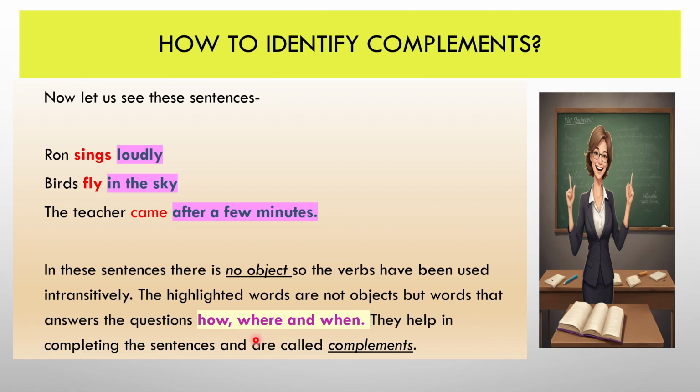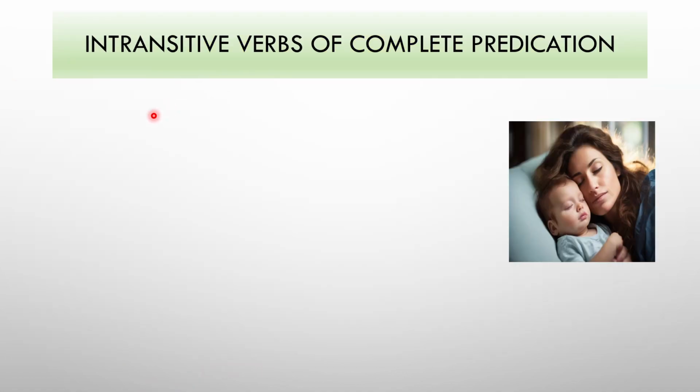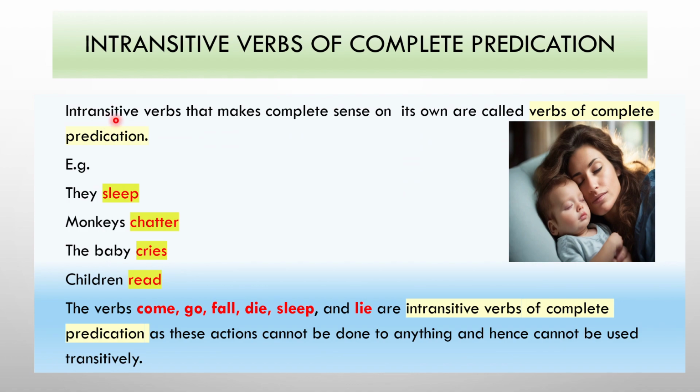So if the words tell how the action is done, or where the action is done, or when the action is done, then they are complements. They help in completing the sentence and are called complements. Now we shall be learning about intransitive verbs of complete predication. Intransitive verbs that make complete sense on their own are called verbs of complete predication.